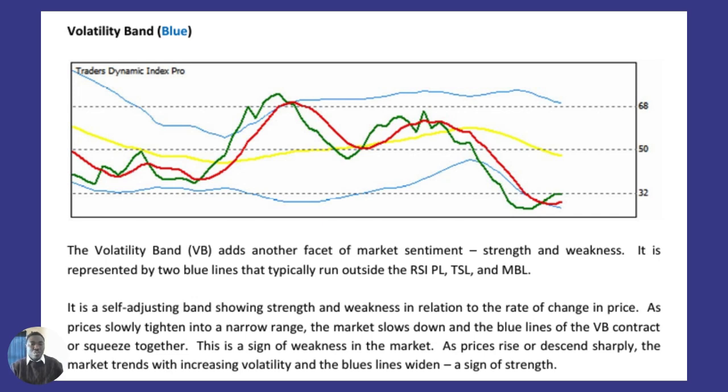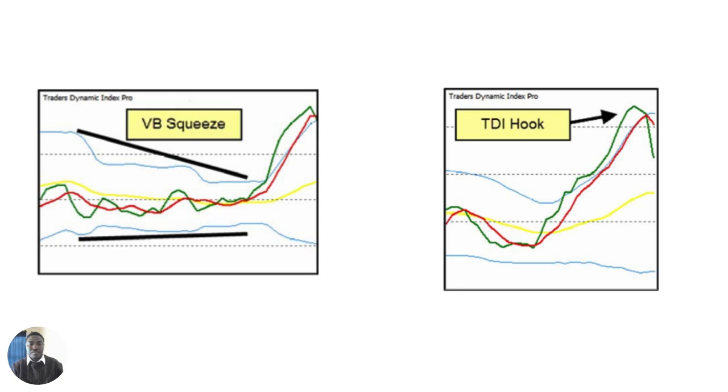And again, when the green line moves out of this blue line, it is called a hook or shark fin. I have several videos on how to trade shark fins. I'm also going to show you some examples on this slide, and I'm going to attach the video to the description. All right, so let's move to the next.